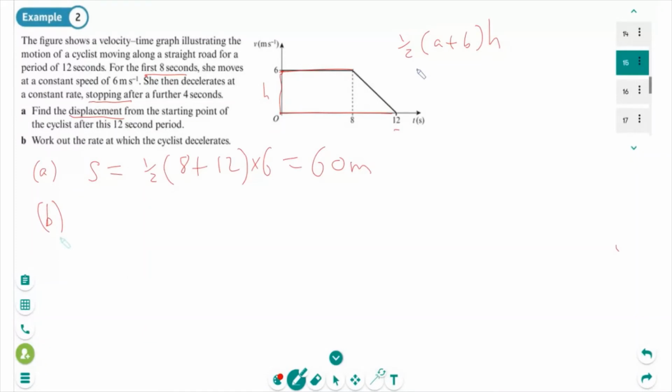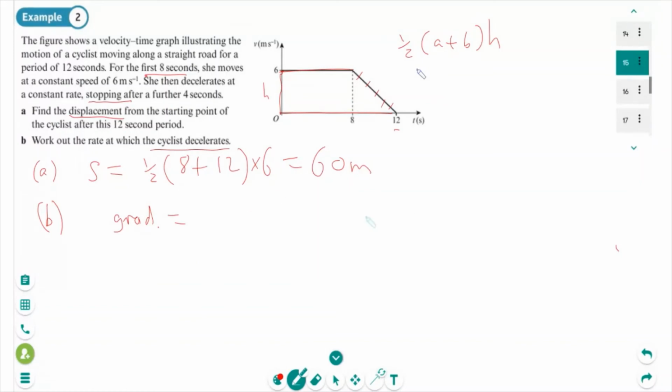Part B is work out the rate at which the cyclist decelerates. So for the deceleration, you need to look at the gradient. The deceleration occurs on this part of the motion. So you just need to figure out the gradient of that line. You can see that the gradient, the rise is 6. Okay, well, strictly speaking, it's -6. You can do it as coordinates if you want to.